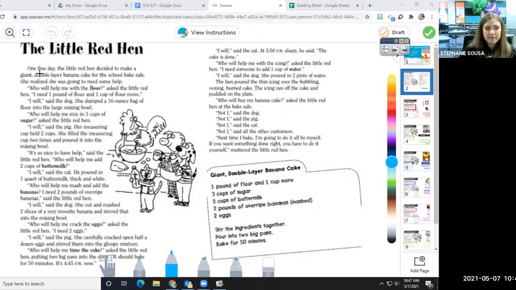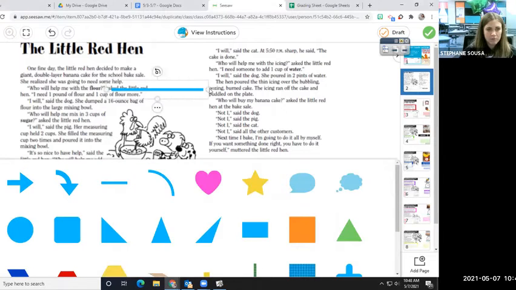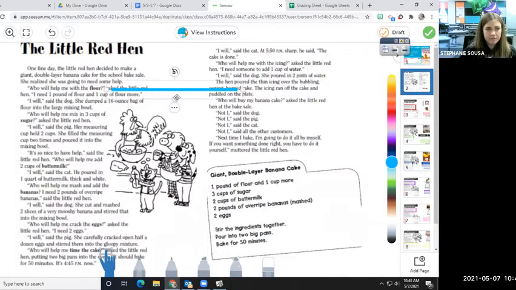One fine day, the Little Red Hen decided to make a giant double-layer banana cake for the school bake sale. She realized she was going to need some help. Who will help me with the flour? Asked the Little Red Hen. I need 1 pound of flour and 1 cup of flour more. I will, said the dog. She dumped a 16-ounce bag of flour into the large mixing bowl.